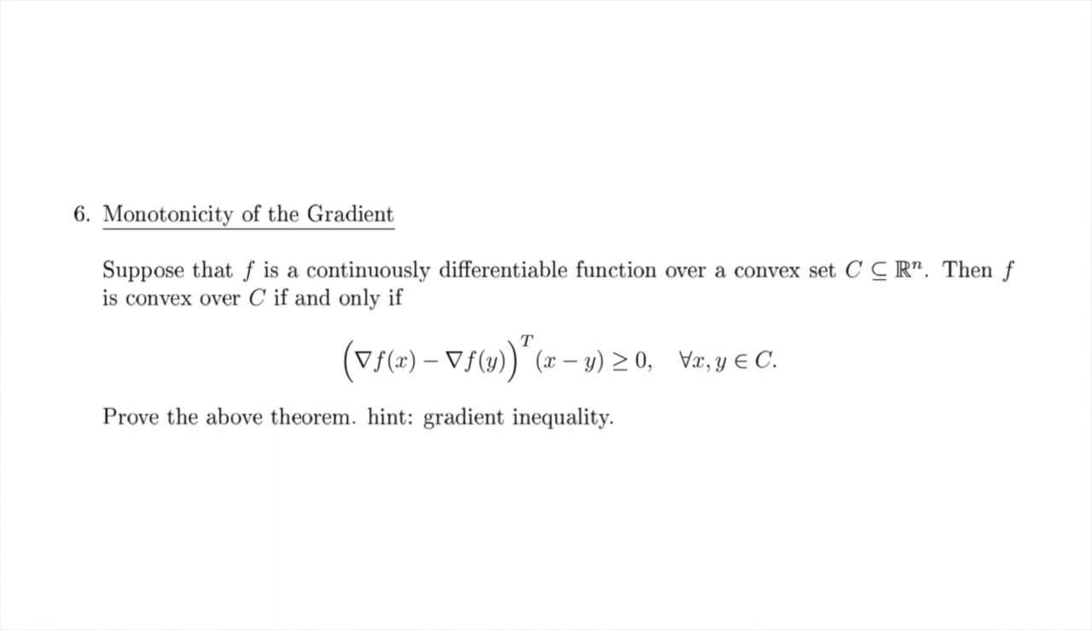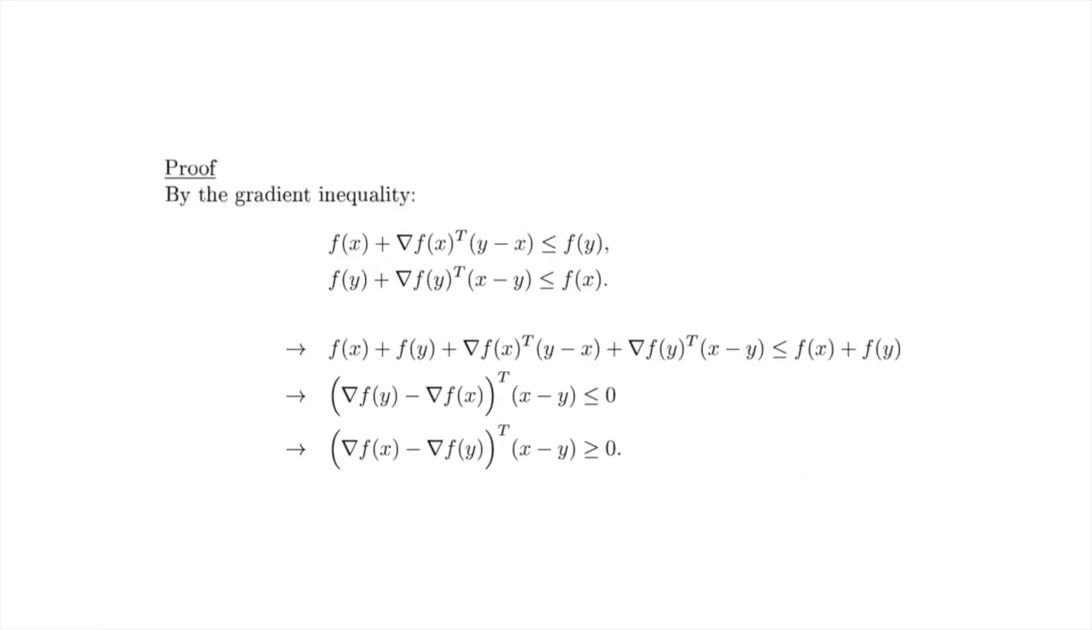So let f be a continuously differentiable function over a convex set C, and f also would be a convex function over C. Let's introduce this lemma. The gradient of f of x minus the gradient of f of y, transpose, multiplied by x minus y, is larger or equal to 0 for every x and y in C. Let's prove this lemma. I encourage you to try to solve it yourself before viewing this. The proof is as follows.